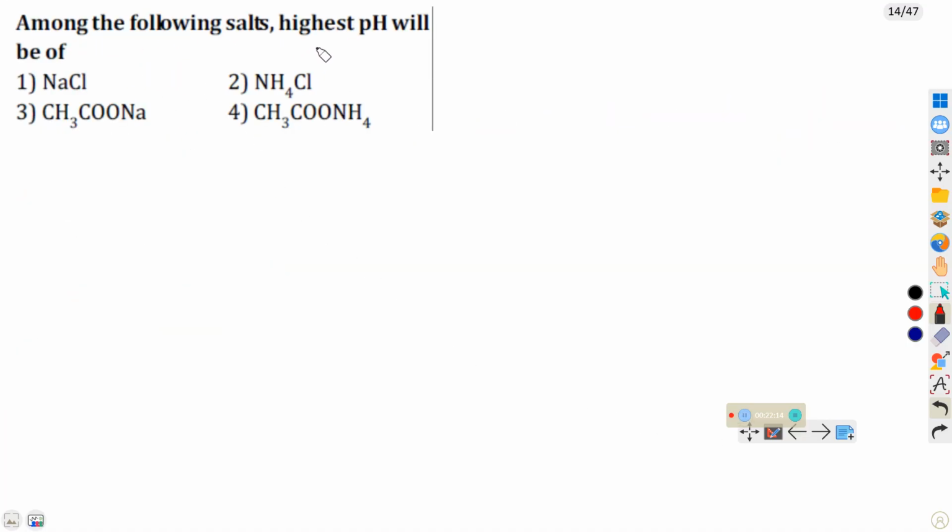Among the following salts, which will have the highest pH? What we know? Acids have pH value less than 7. Bases have pH value greater than 7.